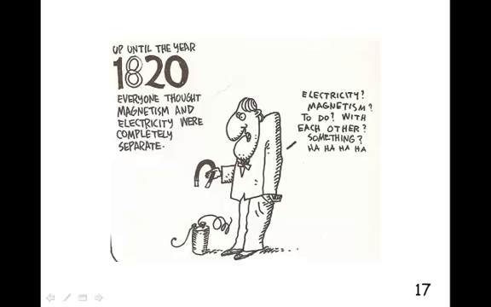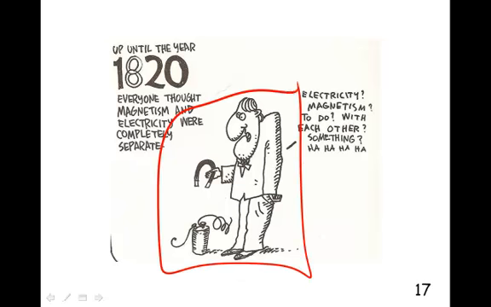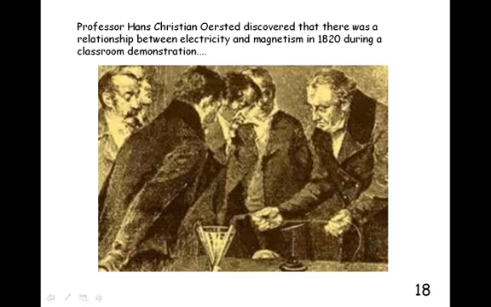Until 1820, everyone thought magnetism and electricity were completely separate fields of study. And this is a gentleman from the 1820s who thought that, obviously, looking at a battery and holding a magnet, thinking that they didn't have anything to do with one another. But in 1820, Professor Christian Ørsted discovered that there was a relationship between electricity and magnetism.